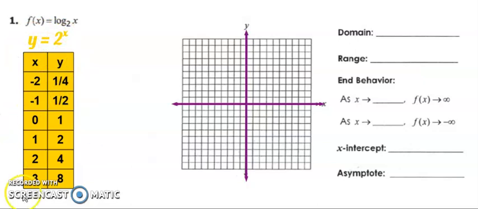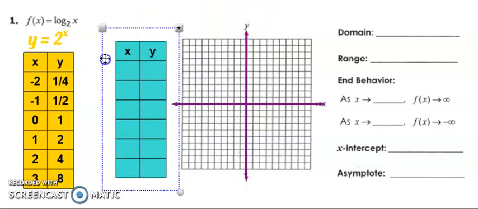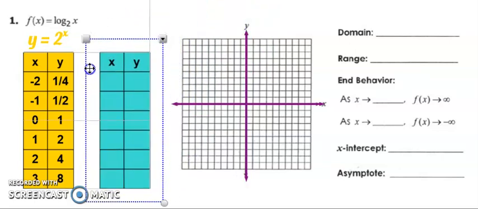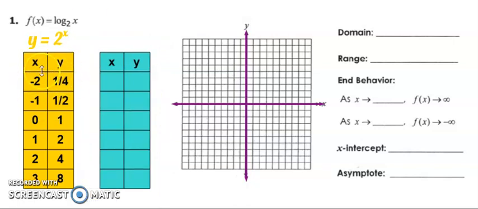Alright, now I'm not going to graph this because that's not what I was asked to graph. I was asked to graph log base 2 of x. So what I'm going to do now is take this table that I've just created and swap the x and y. So I'm going to create myself a new table, and in this new table all I'm going to do is swap these x and y's.